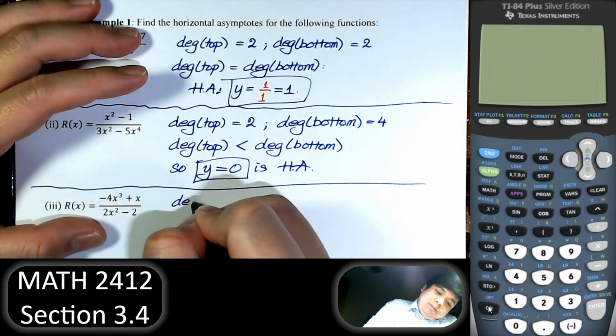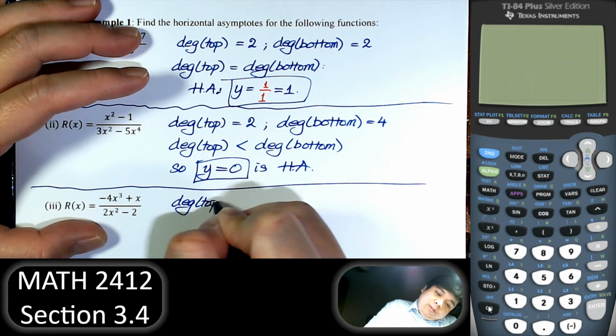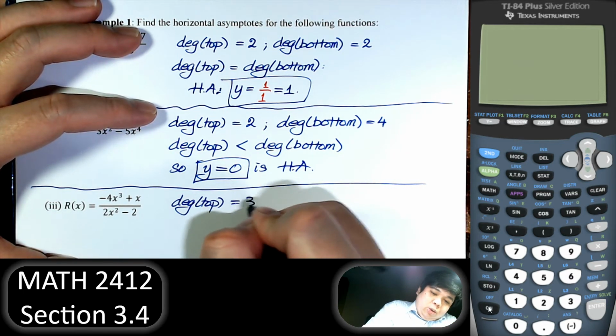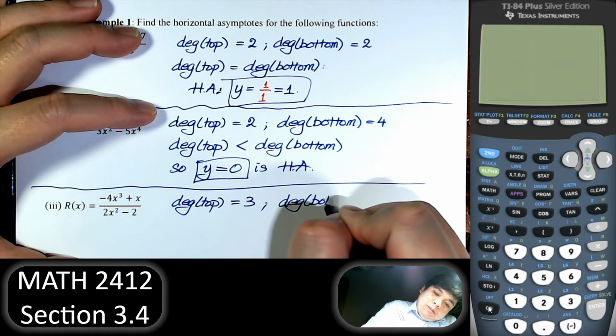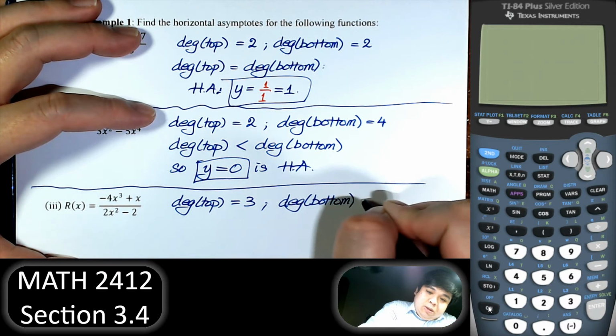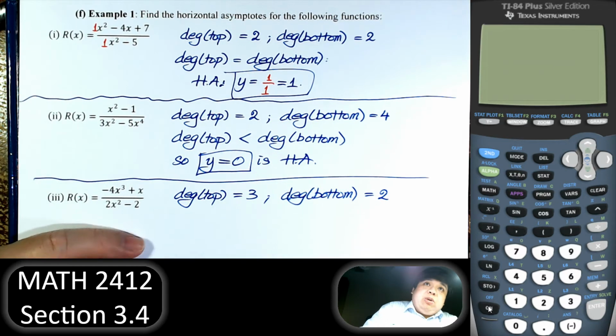Degree on top is 3, degree at the bottom is 2. Now degree on top is bigger.